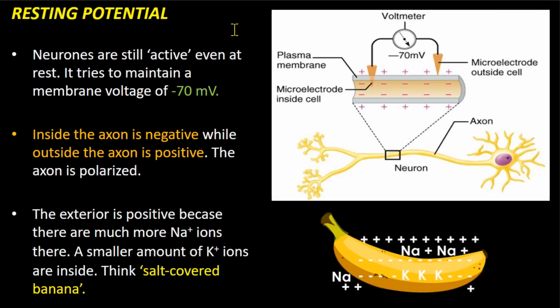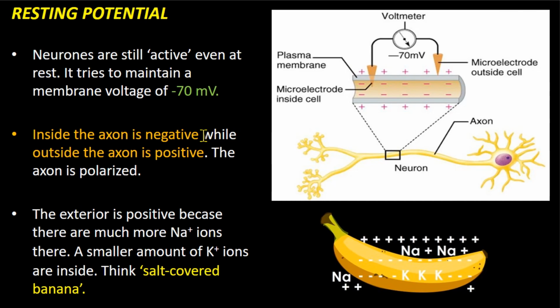Resting potential. Now imagine that you're not doing anything. You would expect there to be no charge in neurons, but in fact neurons are still active even at rest. It tries to maintain a membrane voltage of minus 70 millivolts. If you look at the diagram here, imagine that this here is an axon, a section of the axon. So inside the axon here, we would have a negative voltage, negative 70 millivolts. So it's slightly negative on the inside compared to the outside.